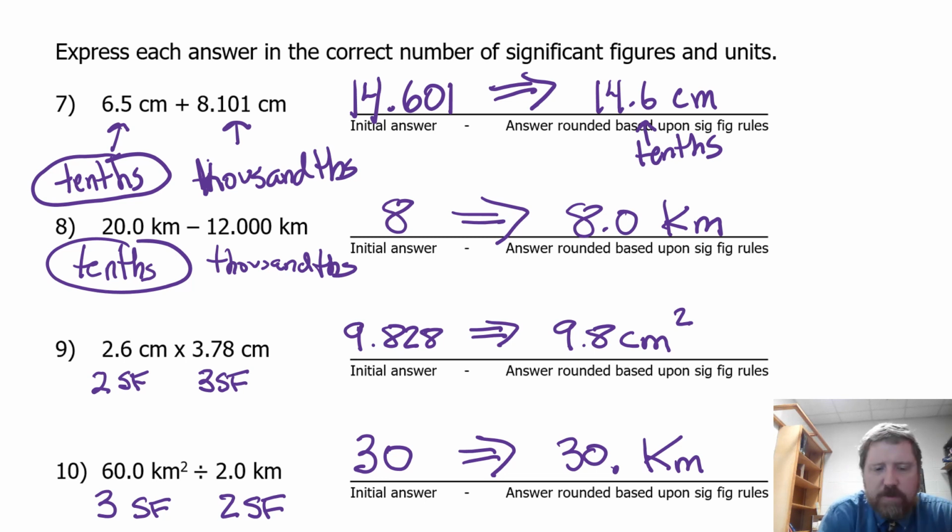Number 9 and 10, we're multiplying and dividing. Plop these into our calculator, it spits out an answer, and then we have to write down an answer with the correct sig figs. This might mean rounding like it does in number 9. We have 2 sig figs and 3 sig figs, so we show 2. And then number 10, we have 3 sig figs and 2 sig figs, so we have to make sure we show 2, and that means putting that decimal down so that the right-hand 0 is activated by the decimal point.